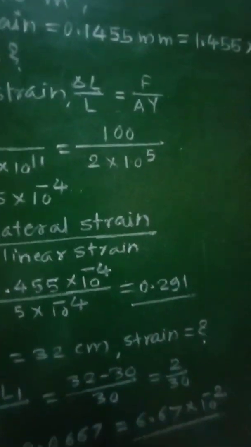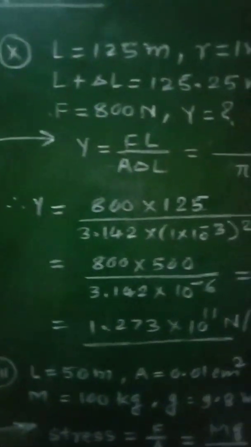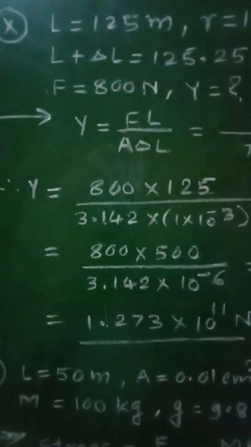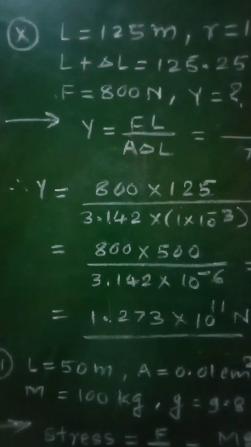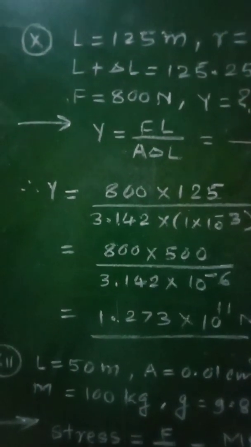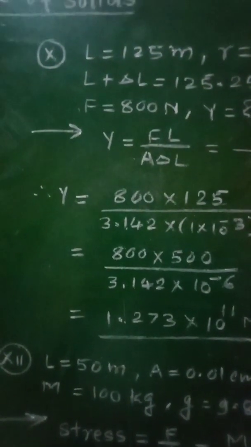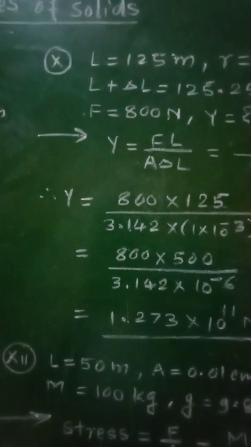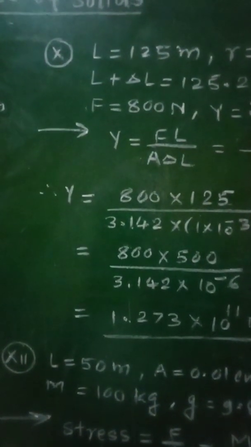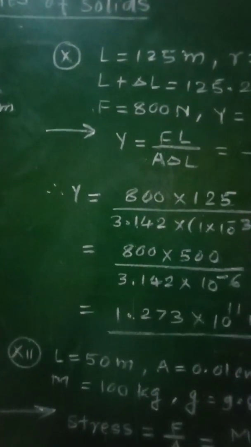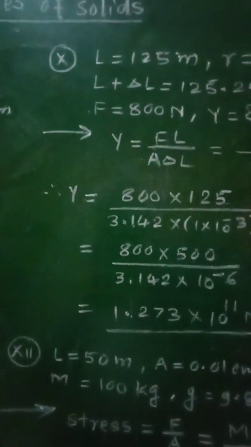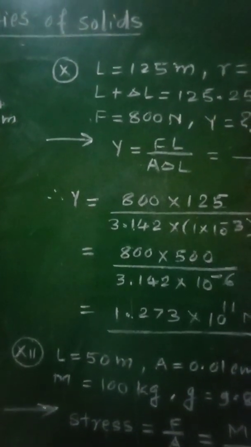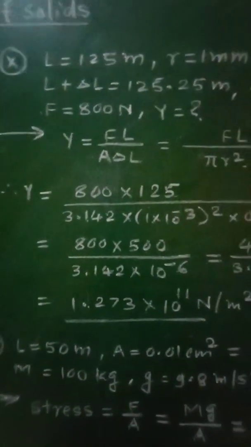Now let us see numerical number 10, which is given as: a telephone wire 125 meter long and 1 mm in radius is stretched by a length of 125.25 meter when a force of 800 Newton is applied. What is the value of Young's modulus of material of wire?